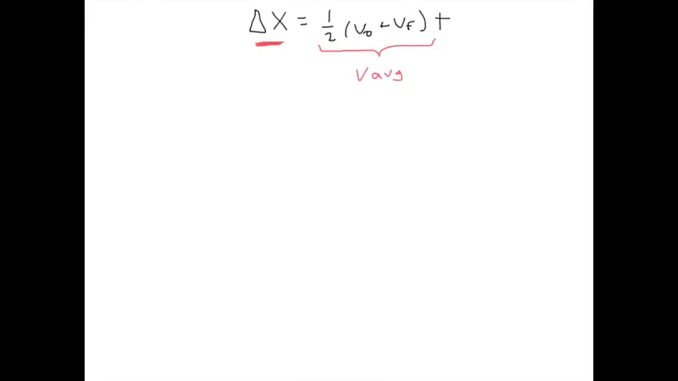We know this because an average is going to be 1/2 times the first velocity plus the second velocity. And we know that it's constantly accelerating. So displacement equals average velocity times time.